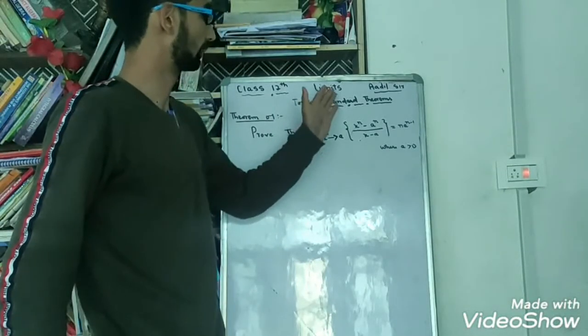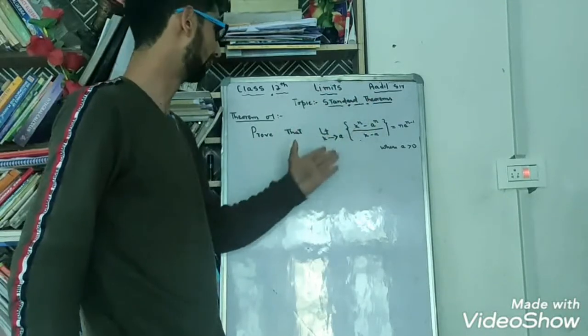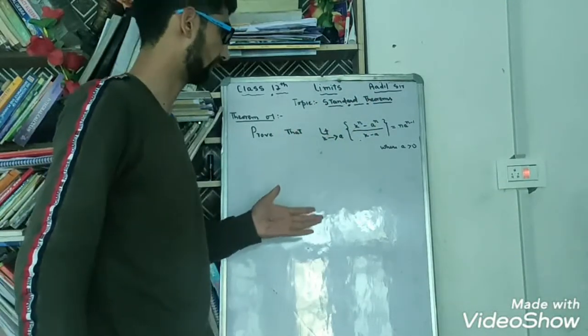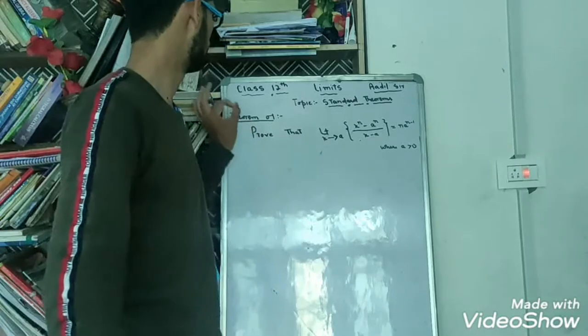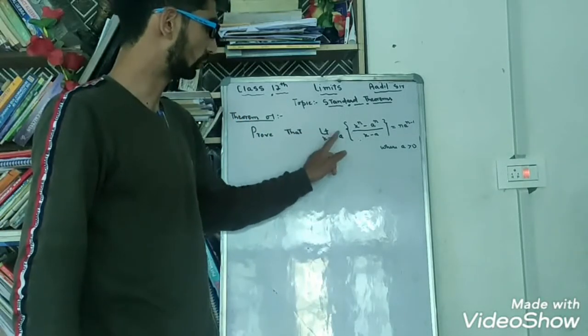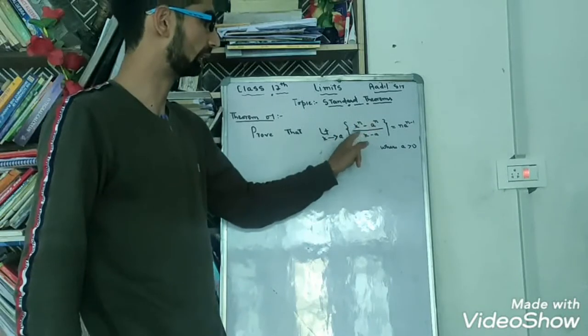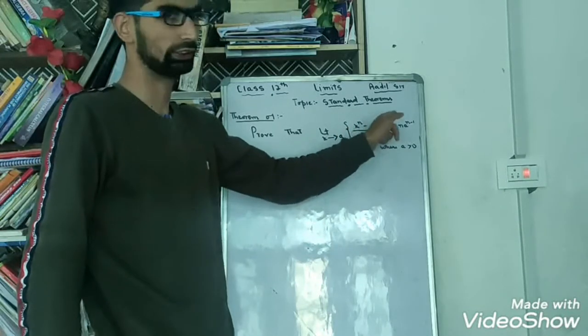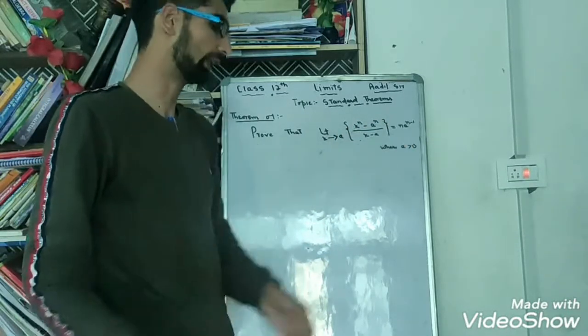Today we are going to do the proof of some standard theorems that will help us to find the limit of a function very easily. The first form that we are going to solve today is limit x tends to a, (x^n minus a^n) divided by (x minus a), is equal to n a^(n minus 1).